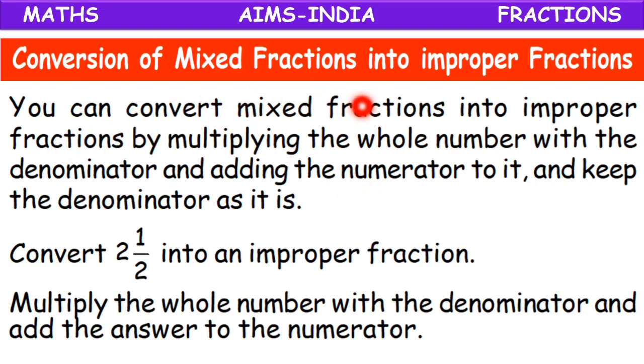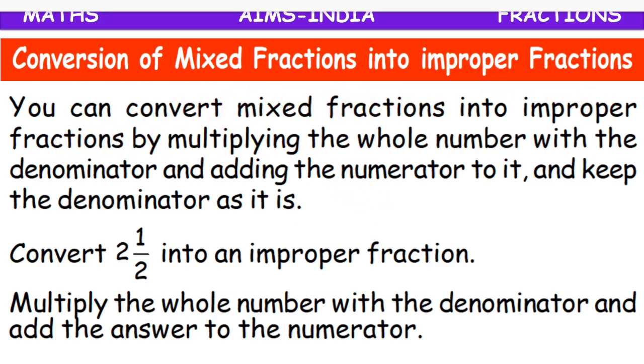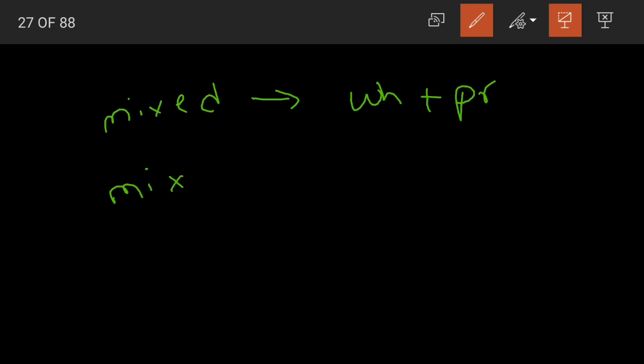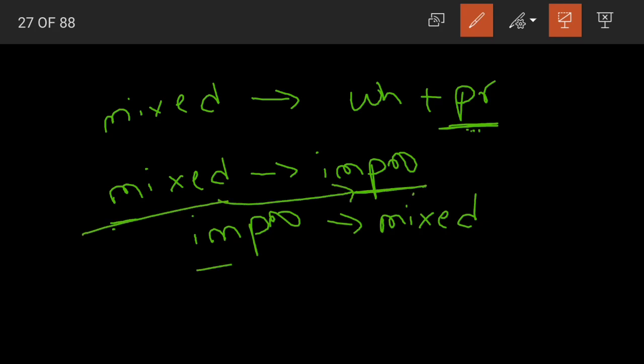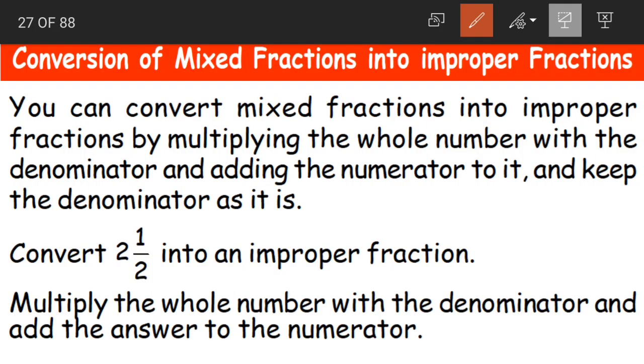Next, conversion of mixed fractions into improper fractions. Now remember the connection between them. A mixed fraction always consists of a whole number and a proper fraction, and a mixed fraction can always be converted into an improper fraction, and an improper fraction can be converted into a mixed fraction. We cannot convert a proper fraction into a mixed fraction. Only a mixed fraction can be converted into an improper fraction, and an improper fraction can be converted into a mixed fraction.